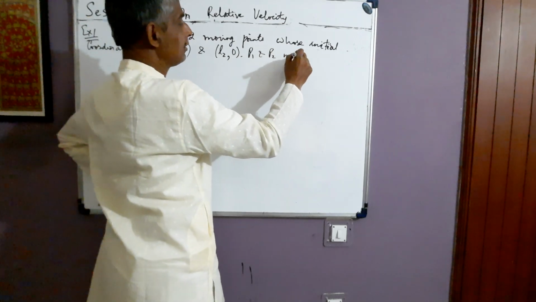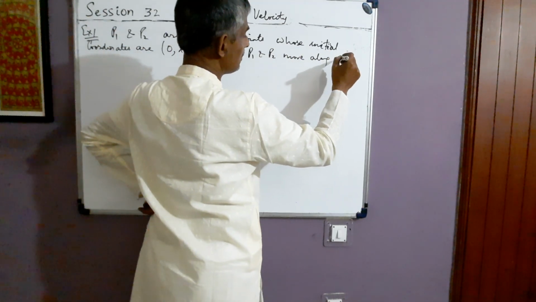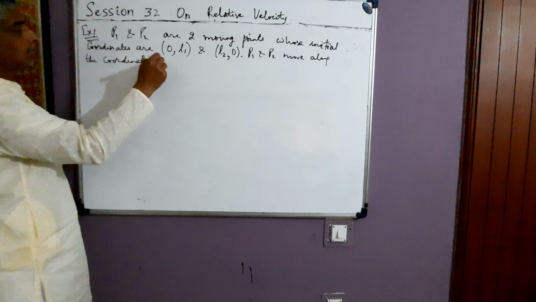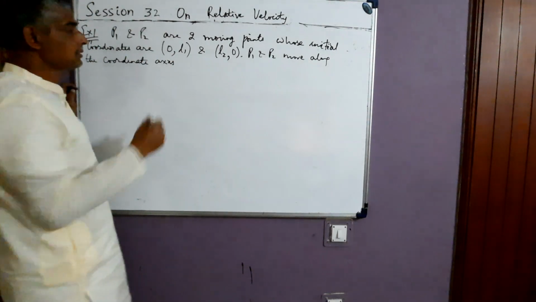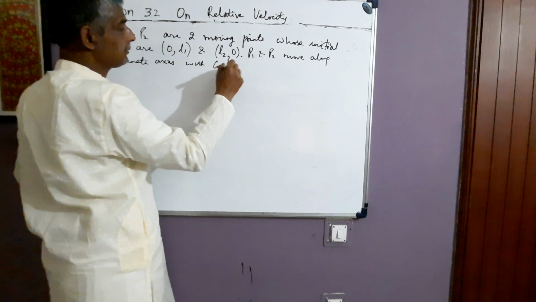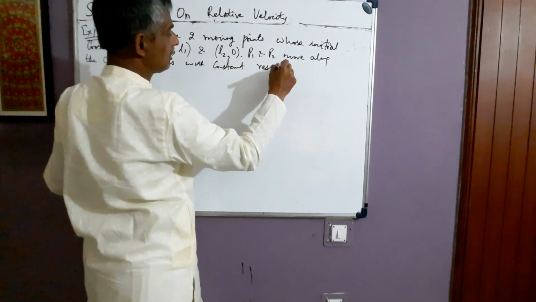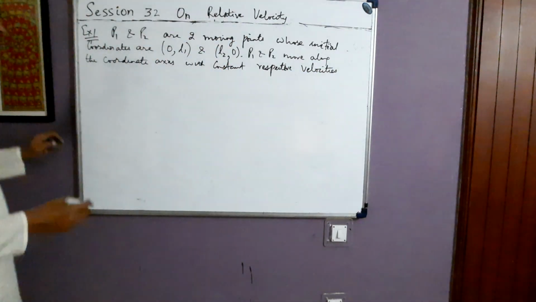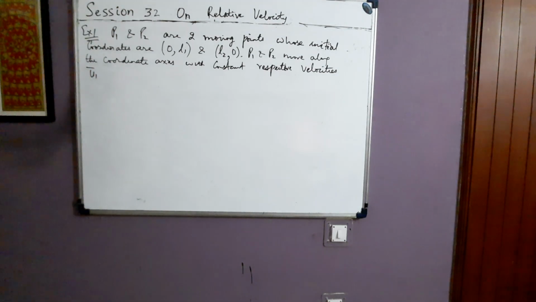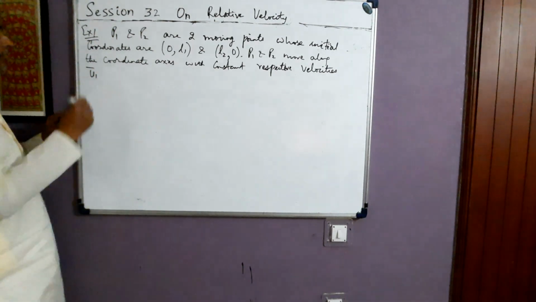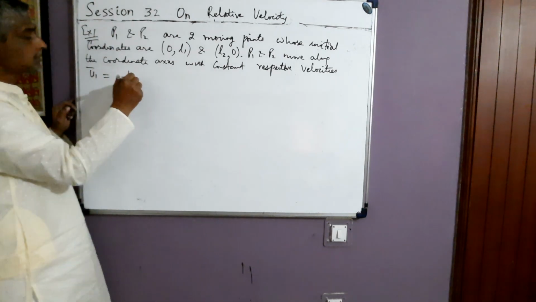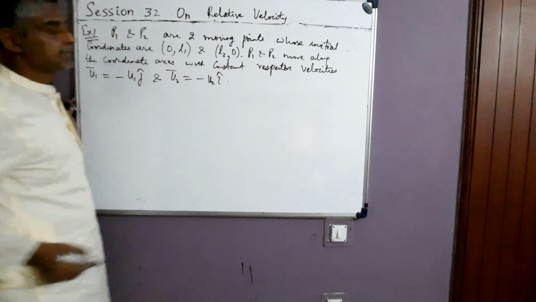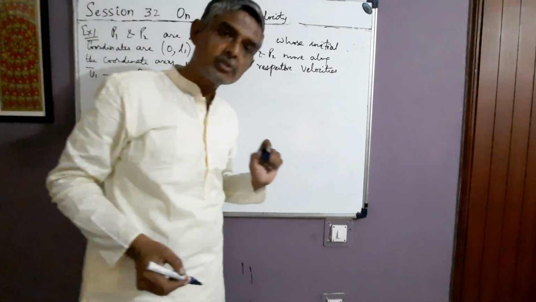P1 and P2 move along the coordinate axes with constant respective velocities u1 equal to minus u1 j hat and u2 equal to minus u2 i hat, where u1 and u2 are positive constants.